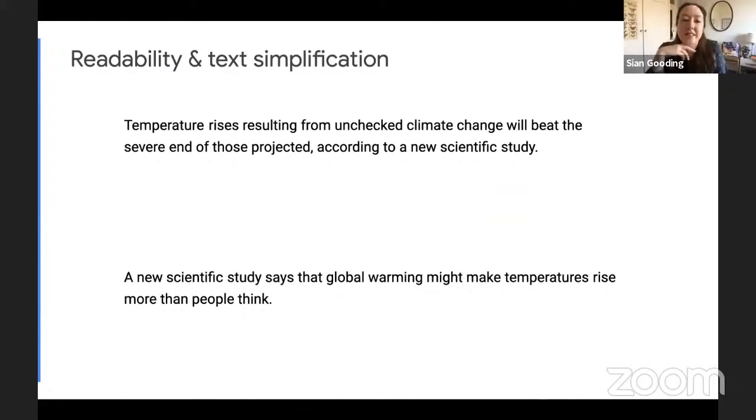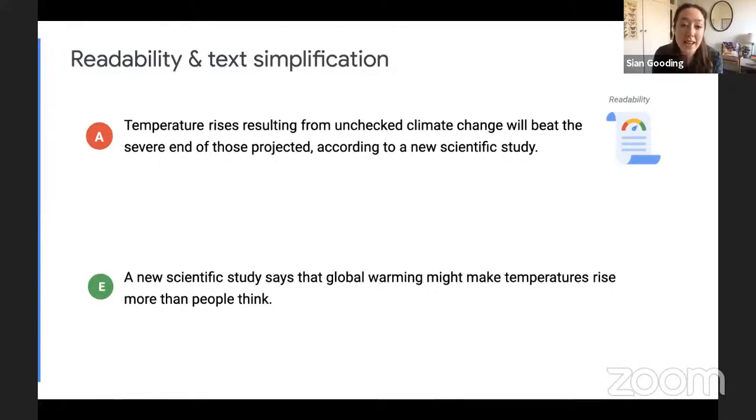So if you look at these two sentences, the top one says, temperature rises resulting from unchecked climate change will beat the severe end of those projected, according to a new scientific study. And the bottom example says, a new scientific study says that global warming might make temperatures rise more than people think. So with readability, the top level is that you're assigning a level to a piece of text which implies how easy that text is to actually read. There's loads of different frameworks that you can use for this. You can use levels or you can use rankings. So if we had two levels, advanced and elementary, we might assign these two sentences these levels because the top one is more complex, more difficult to read for a variety of reasons.